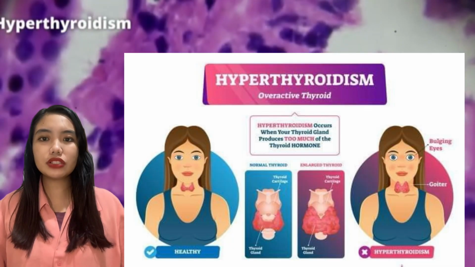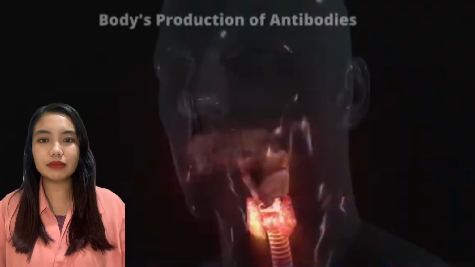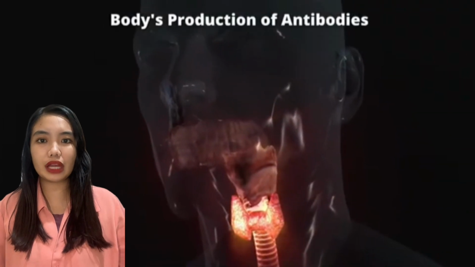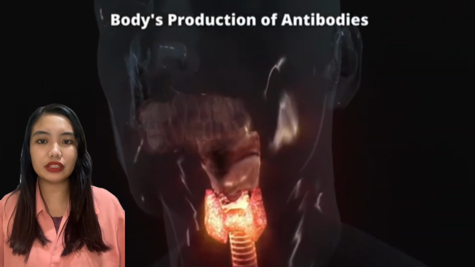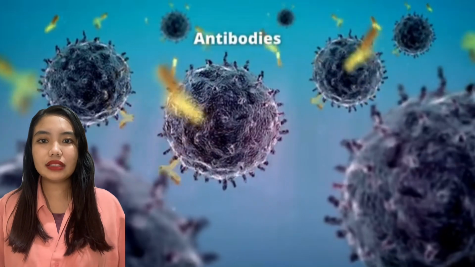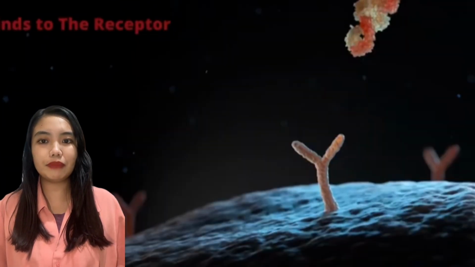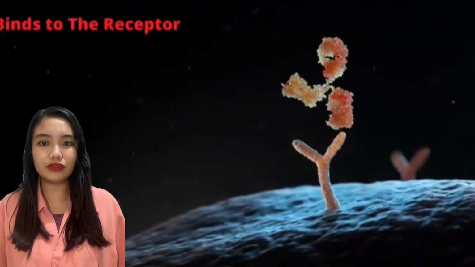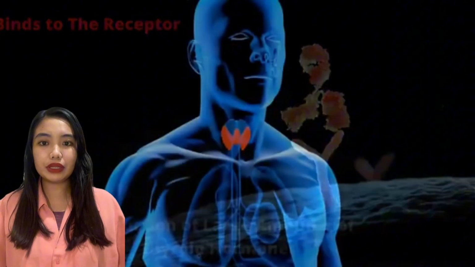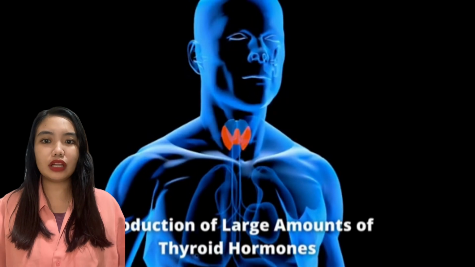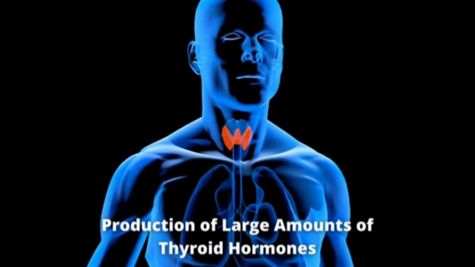Graves' disease is the most common condition of hyperthyroidism and is caused by the body's overproduction of antibodies to thyroid-stimulating hormone. These antibodies stimulate the thyroid gland to produce an excessive amount of hormones, and it binds to the receptor, causing it to activate continuously without stopping, which causes the production of large amounts of thyroid hormones.